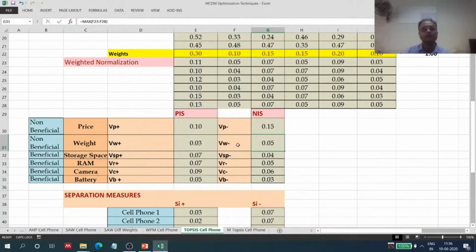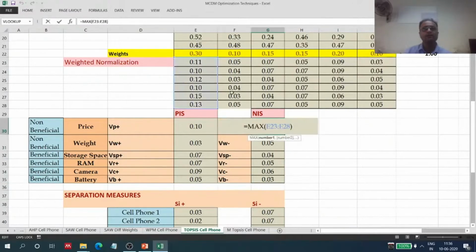Same way for weight, and the way to denote it is V P minus. V P minus means negative ideal solution for attribute price. V W minus is the negative ideal solution for attribute weight, and so on. So V B minus, last, is the negative ideal solution for battery.